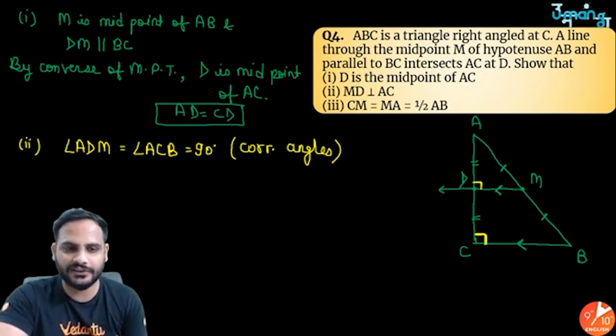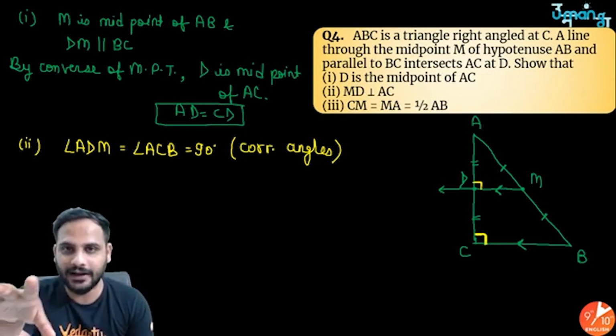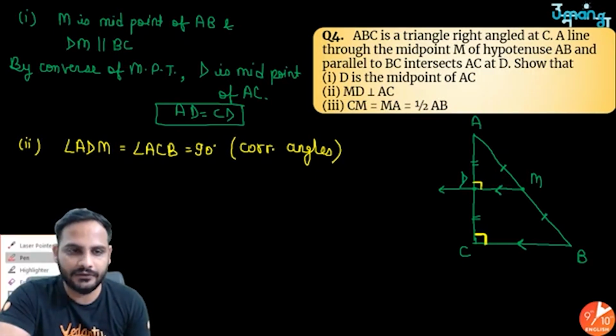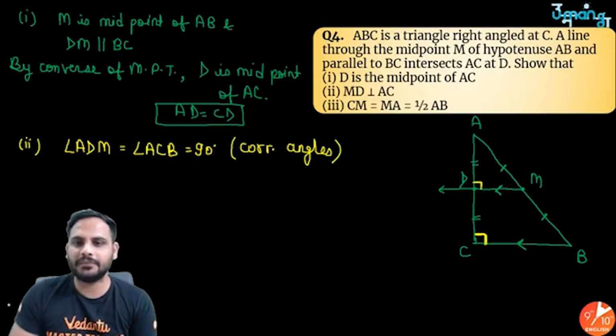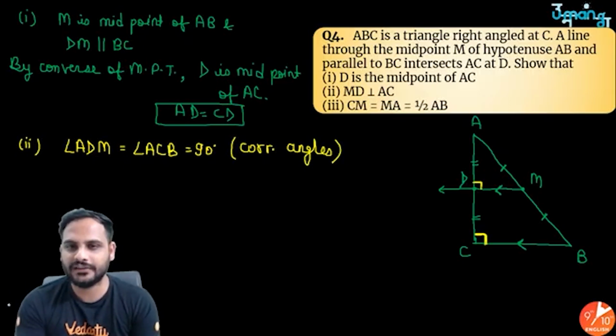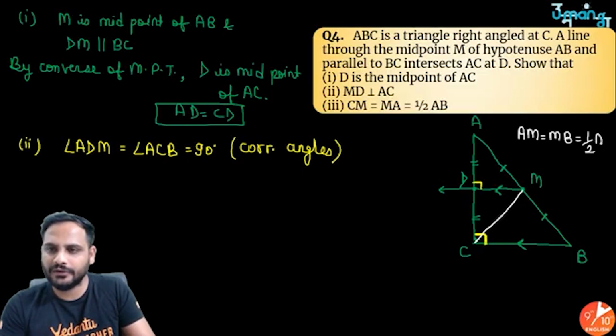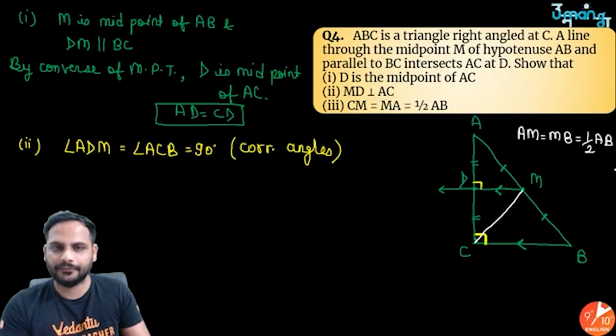Done. One line proof it is. If you understand the question and think about the diagram, once you have the diagram in front of your eyes, the question becomes very easy. Third one is prove that CM is equal to MA, and CM and MA both are equal to half of AB. So CM and MA, so C and M we need to join. So I have to prove that CM and MA both are equal, and I know since M is the midpoint, so we know that AM is equal to MB, both are equal to half of AB because M is the midpoint. So now I need to prove that CM and AM are equal to each other.